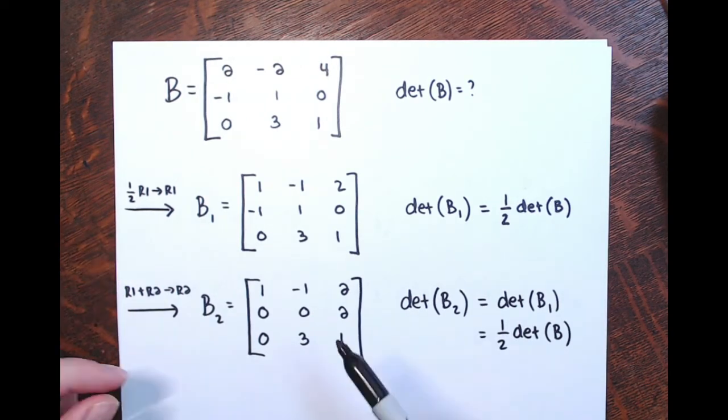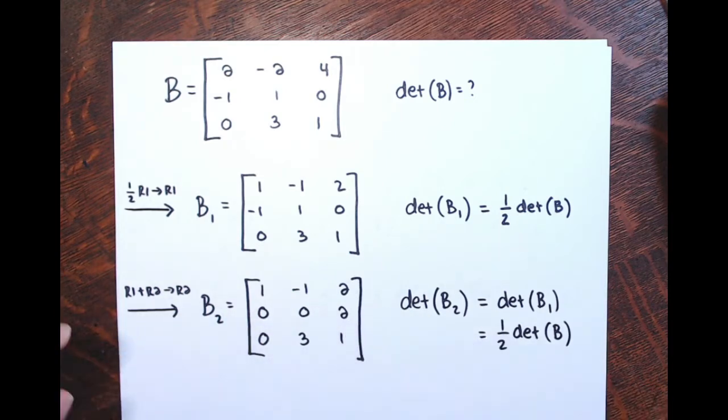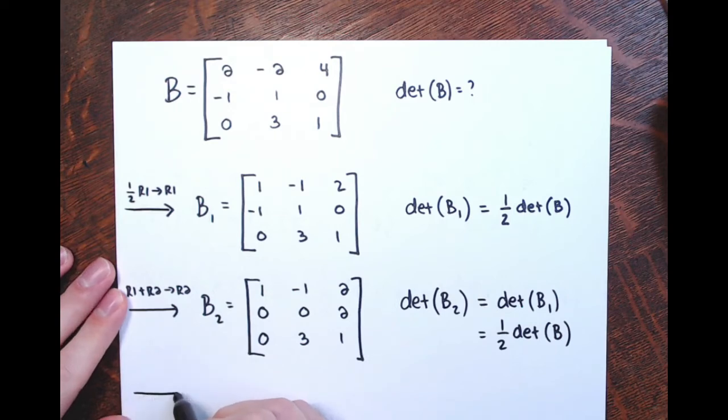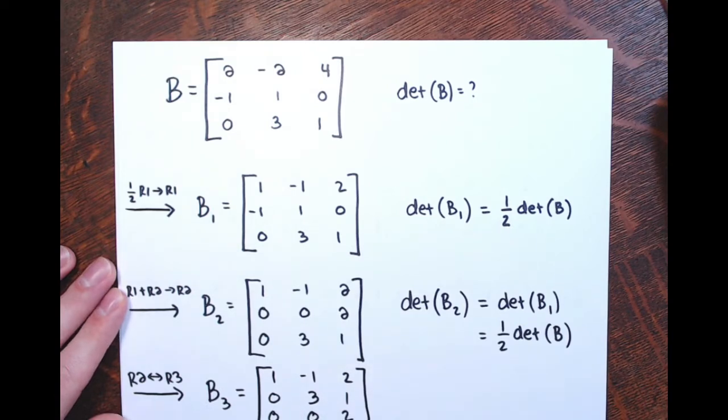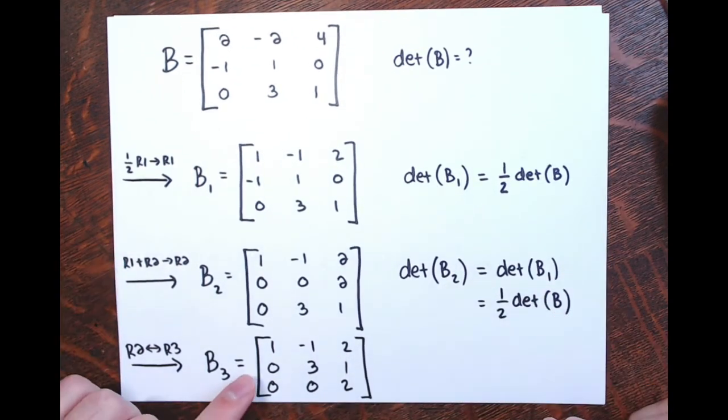Then I see one more thing I can easily do to put this in echelon form. Just switch row 2 and row 3. If I switch row 2 and row 3, I'll get a new matrix, which I'll call B3. The first row is the same, and then I'm switching row 2 and row 3. So I've got 0, 3, 1 now as the second row, and 0, 0, 2 as the third row. Do you see that this B3 matrix is in echelon form?